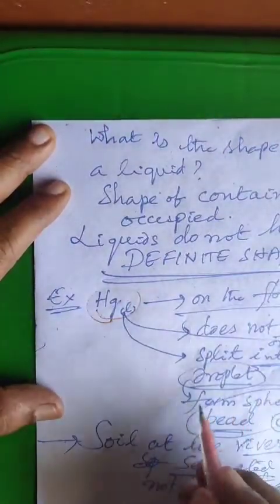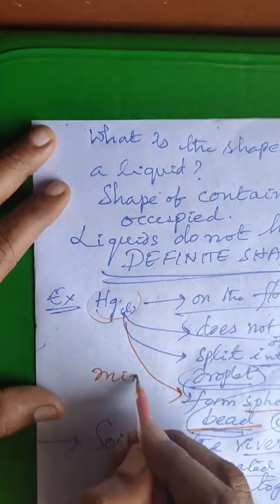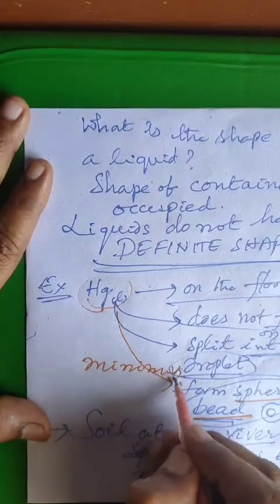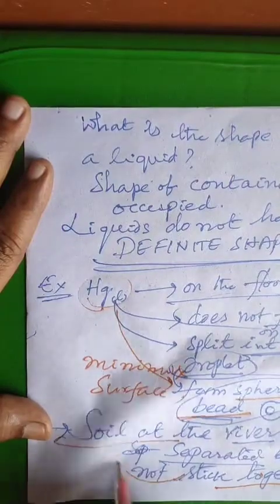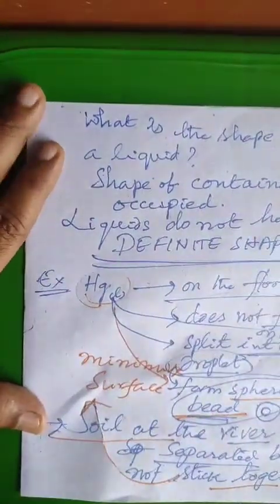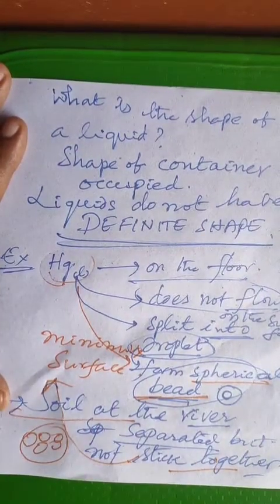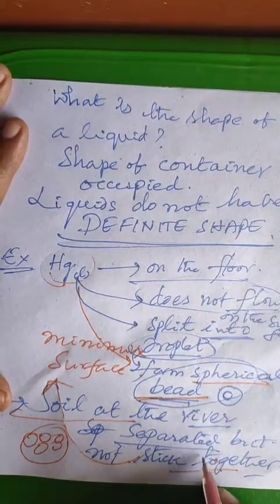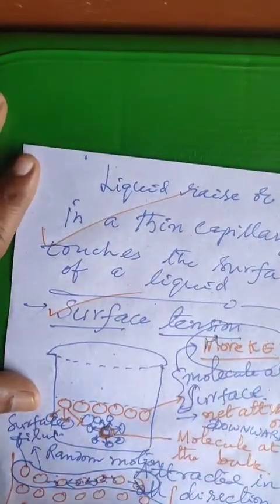Mercury liquid becomes spherical in shape to minimize surface area. Here also they do not stick together. If you remove soil from the bottom of the river, then they stick together. But here they are separated in spherical shape. Here also the same information, and this is due to surface tension. In surface tension, what happened? Surface area is minimized.